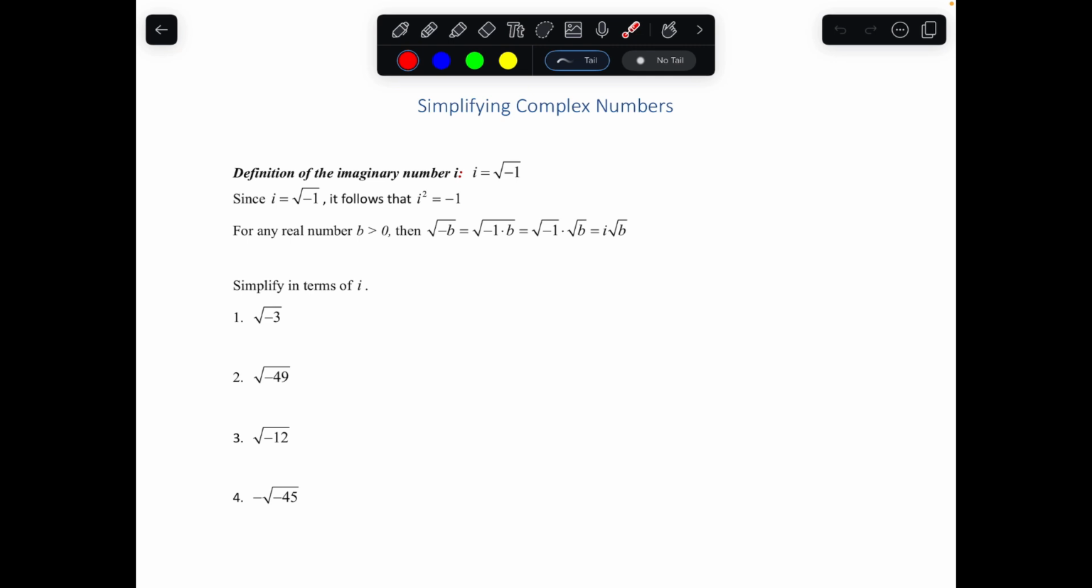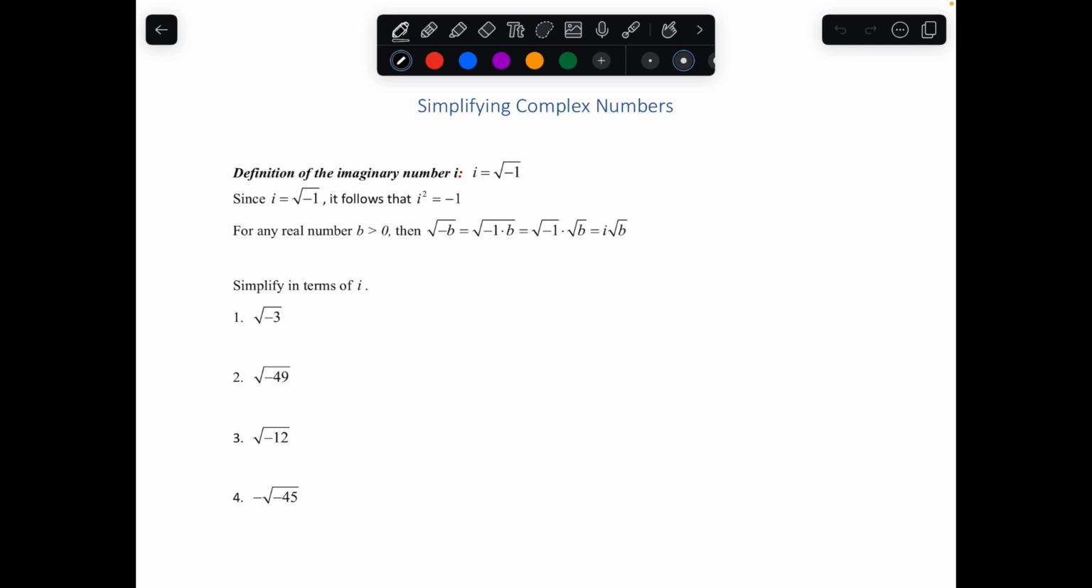Now, typically, we don't want to have square roots with negatives underneath them. So, we're going to follow this process. When we have the square root of a negative number, we're going to use our multiplication property and separate it as the square root of -1 times the square root of a positive number. Then we'll be able to replace our square root of -1 by i, and we'll have i times the square root of a positive number. And then we can simplify any more if we have to.